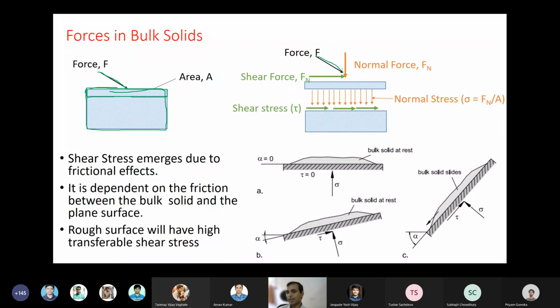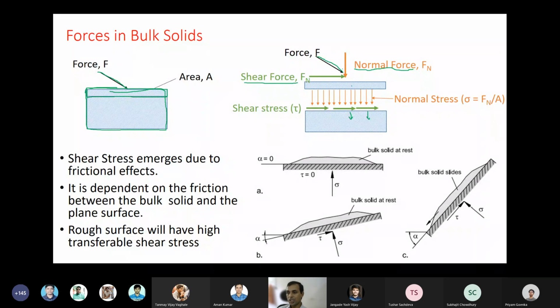Whenever a force acts at a certain angle, we can make two components, right? One is the vertical component, another is the horizontal component. The force acting in the vertical direction we call the normal force, because in the case of solids it affects the compressibility, or how closely it can pack. That affects the packing ability. The force acting in the horizontal direction is called the shear force.